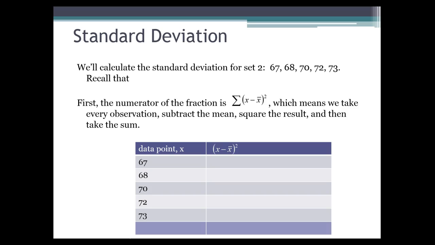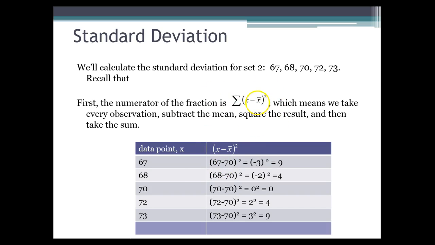So here was our data set. The first thing we need to do is take every observation, subtract the mean, which means we need to know what the mean is. So if you add all those up and divide by 5, you get that the mean is 70. So it's just 67 plus 68 plus 70 plus 72 plus 73. Divide by 5, you get 70. So we're going to take every observation and subtract 70 from it. And then we're going to square the result.